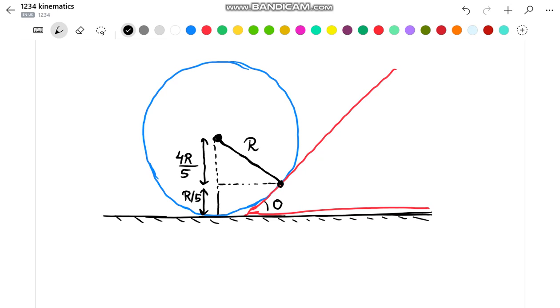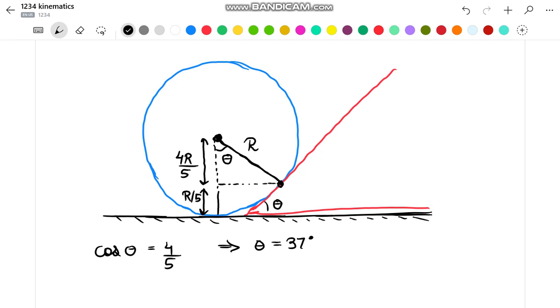Now if this is the angle theta of the incline, you can check with the help of basic properties of angles that this angle will also be equal to theta. So from here we can find the value of cos theta, that is 4r by 5 divided by r, that is 4 by 5, which gives us the value of theta to be equal to 37 degrees.